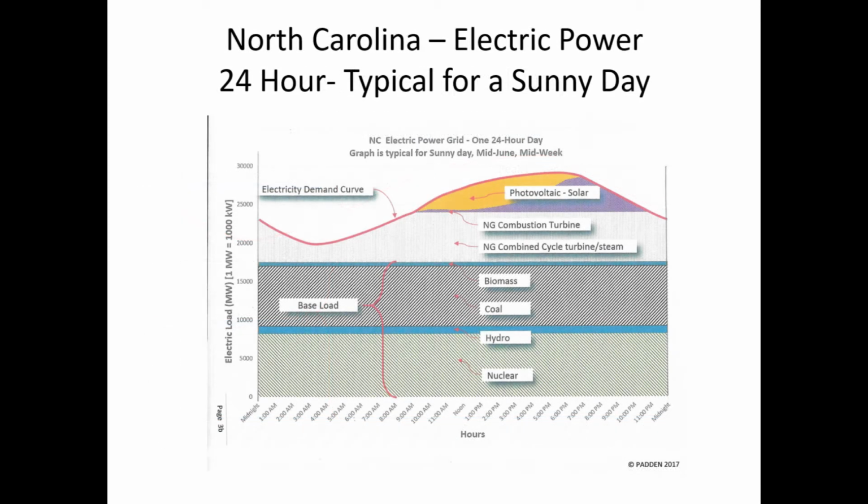Wow! This is how different energy sources are used to fill the electricity demand curve. Baseload energy is provided 24/7 by coal, natural gas, nuclear, and hydro. Natural gas is also used to provide peak power. Wind and solar are used when available.